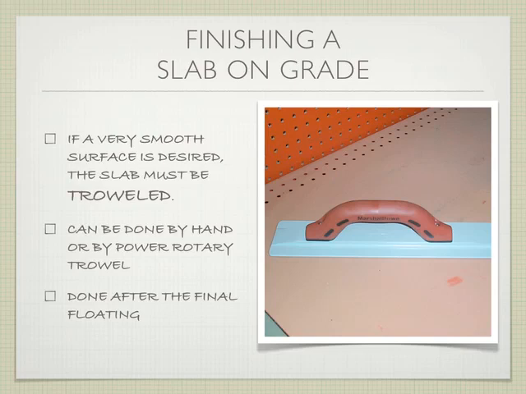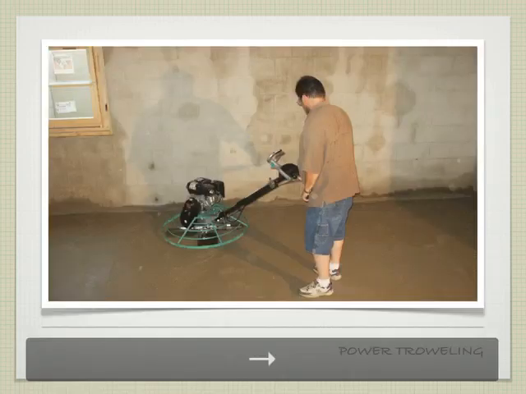So we start with a screed, followed by a float, followed by a second float. And finally, if we want really nice finished concrete, we're going to trowel the concrete. This can be done by hand or, again, by a rotary trowel, and it's done after the final floating. So typically it's screed, float, float, trowel. Sometimes there's a third float in there, so it's going to vary a little bit. And the trowel is really the nice finish.